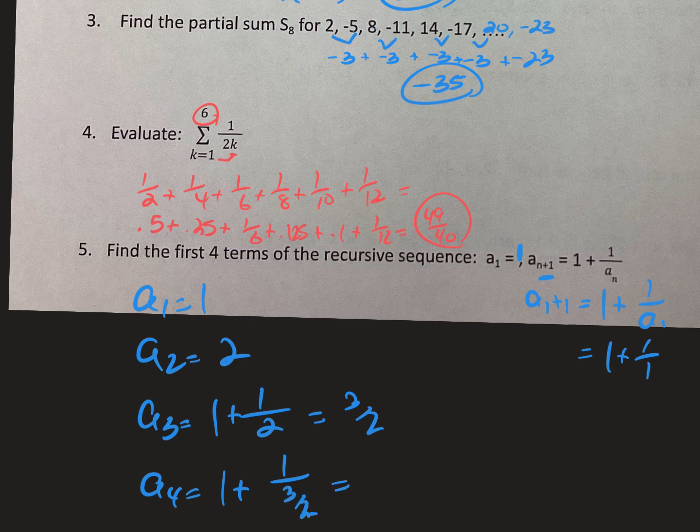Anytime you put 1 over anything, it's really the reciprocal of what's on the bottom, which gives me 1 2/3. 1 2/3 is really 5/3. And there you have it. There's the first 4 of a recursive.